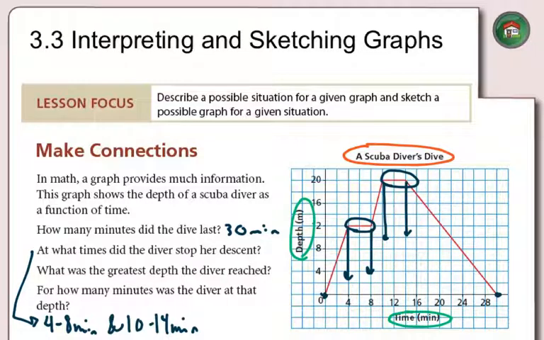Greatest depth, that would be the highest point on this graph. Even though you might be thinking, well, depth should be negative, depth should be going down, the way this graph is formatted, depth will be at the height. That greatest depth is right here. That would be 20 meters.